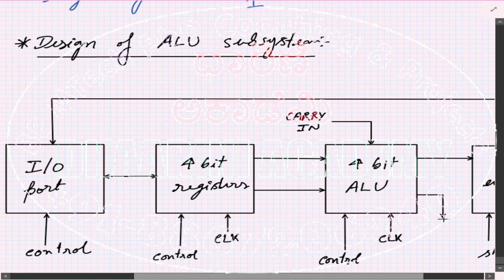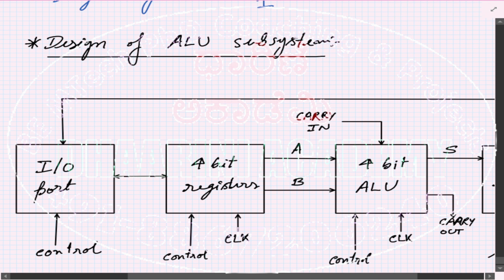So we use a signal out. Okay, so let's note this. This is A, B. This is the sum or carry. So the carry out will be through this. So this is the general block diagram of the ALU subsystem which we are looking for.